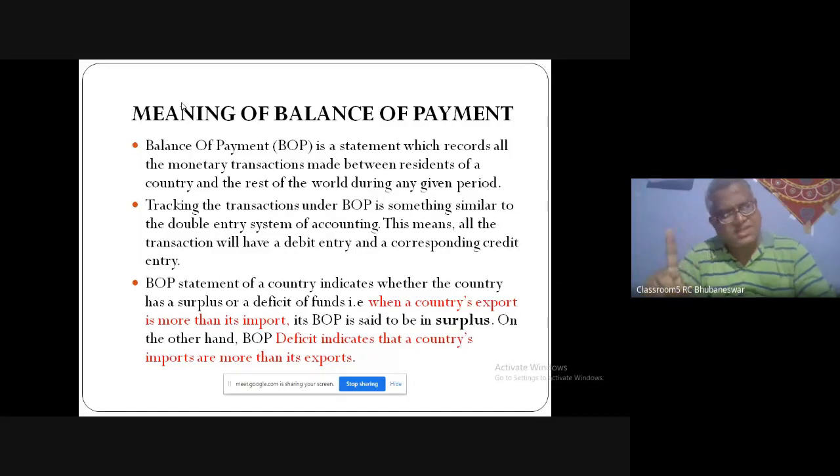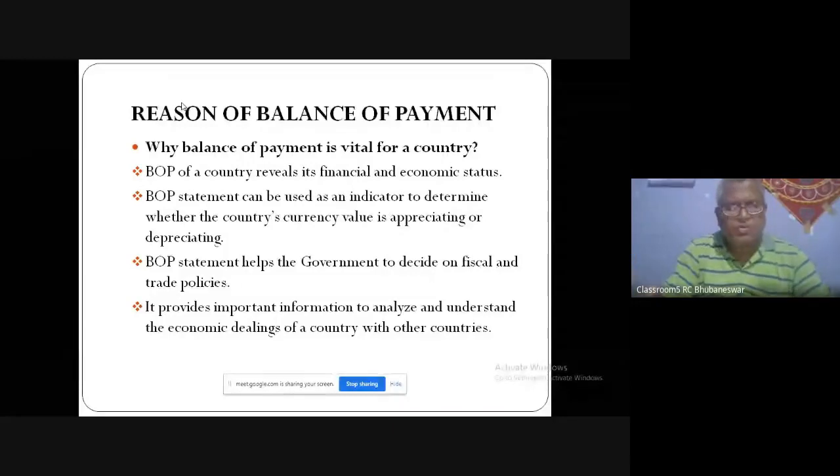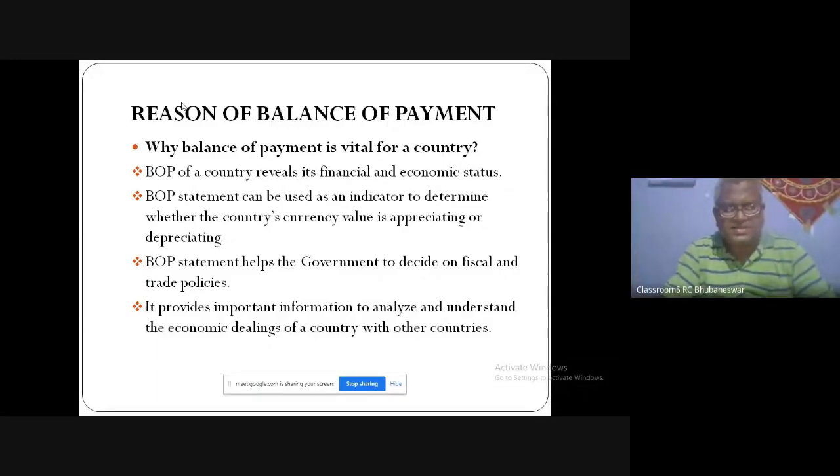The answer is it is an accounting system, it is a statement, it is a balancing of surplus and deficit. But the question is why? What is the reason behind the balance of payment? It is to know the financial and economic status of the country. A country is evaluated through the balance of payment, whether it has a deficit or a surplus balance. It is an indicator to determine the currency value. The government also decides fiscal and trade policies from it, and it analyzes the economic dealings of the country with other countries.